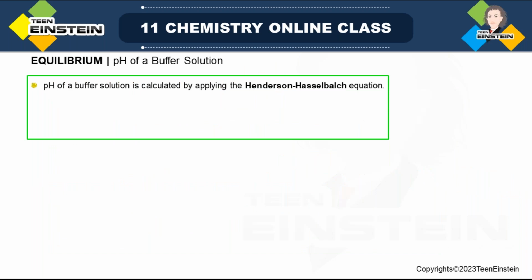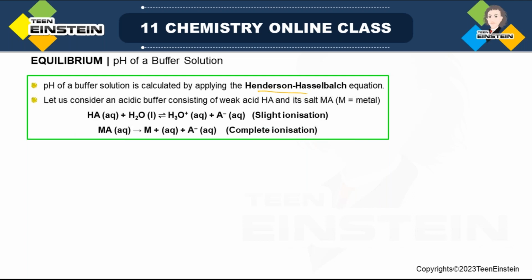Now the important question is how to measure the pH of a buffer solution. For measurement of the pH of a buffer solution, there is a particular equation which we use, only for buffer obviously, known as the Henderson-Hasselbalch equation. Okay, so what is this equation, and how can we derive it, that we will see now.